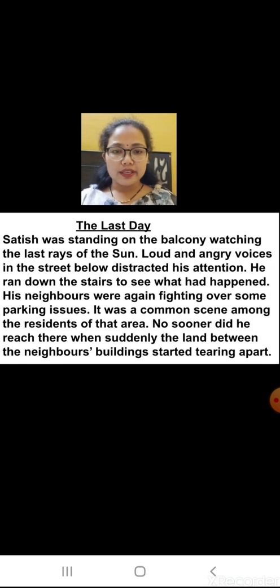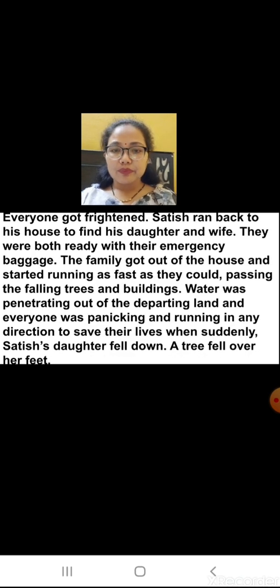His neighbors were again fighting over some parking issues. It was a common scene among the residents of that area. No sooner did he reach there than suddenly the land between the neighbors' buildings started tearing apart. Everyone got frightened. Satish ran back to his house to find his daughter and wife. They were both ready with their emergency baggage.